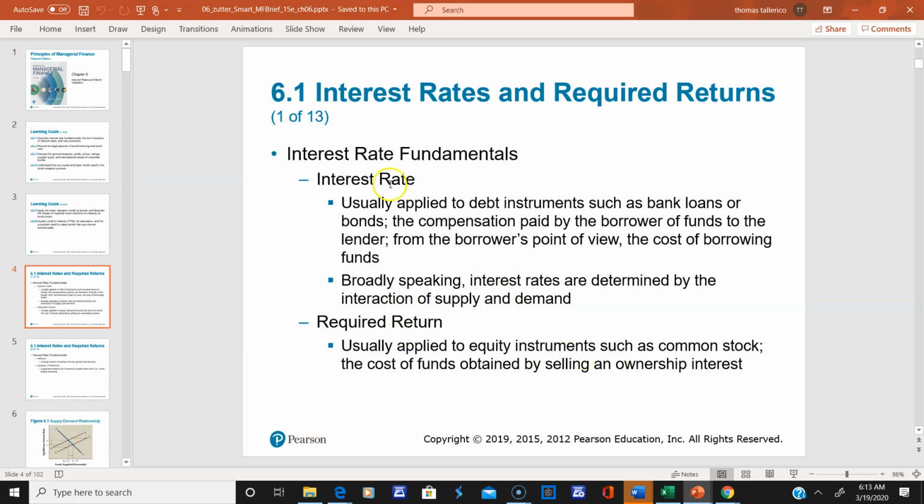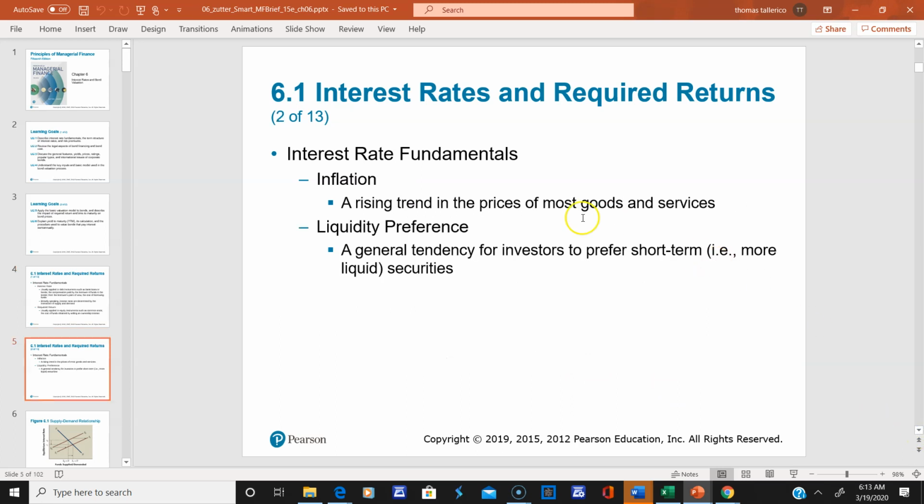Now, when you see the word interest rate versus required return, required return normally refers to stocks, or equities in general. So inflation is a problem we all have to deal with in life. And that's why you want high interest rates, because your goal is always to do better than inflation, or your money will lose value.